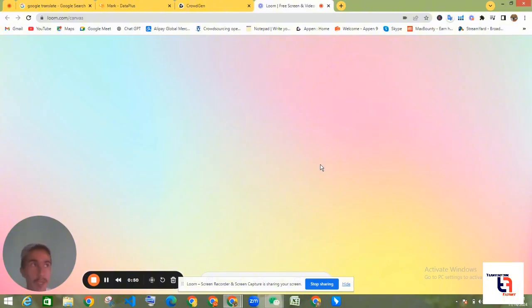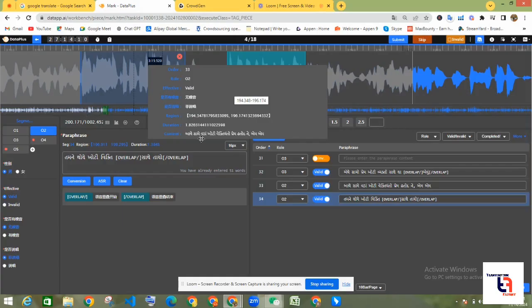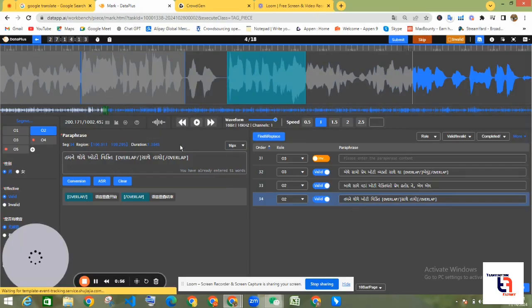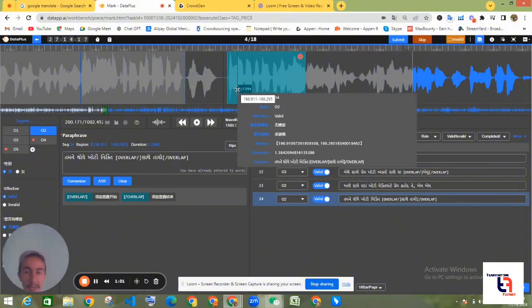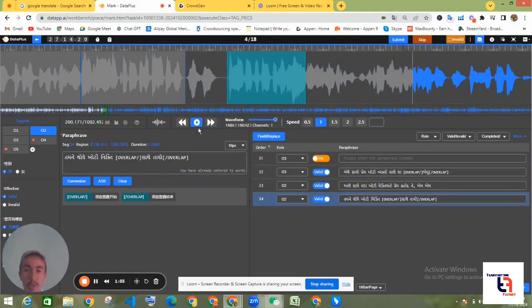So I have loaded a task in DataPlus. Here is the task, and you will see how to use the overlay tag. I will explain what overlapping is. Overlapping means when a person is talking about something and a second person also talks at the same time, and their words overlap. I mean the speaking of the main person is affected by the speaking of the other person.